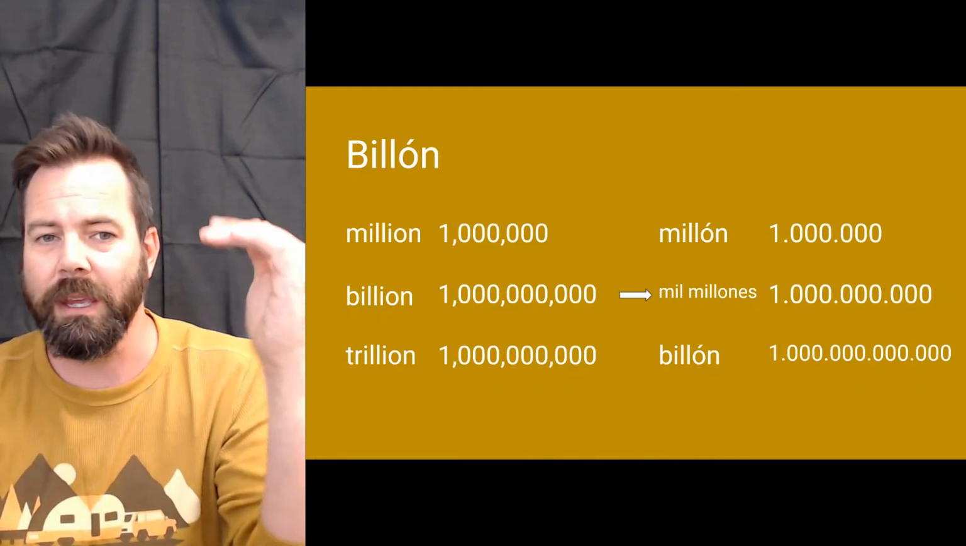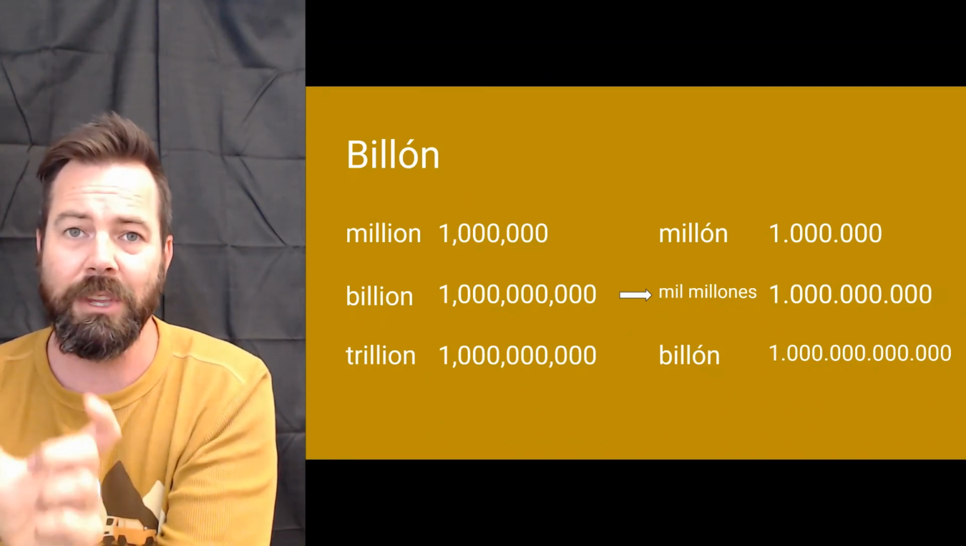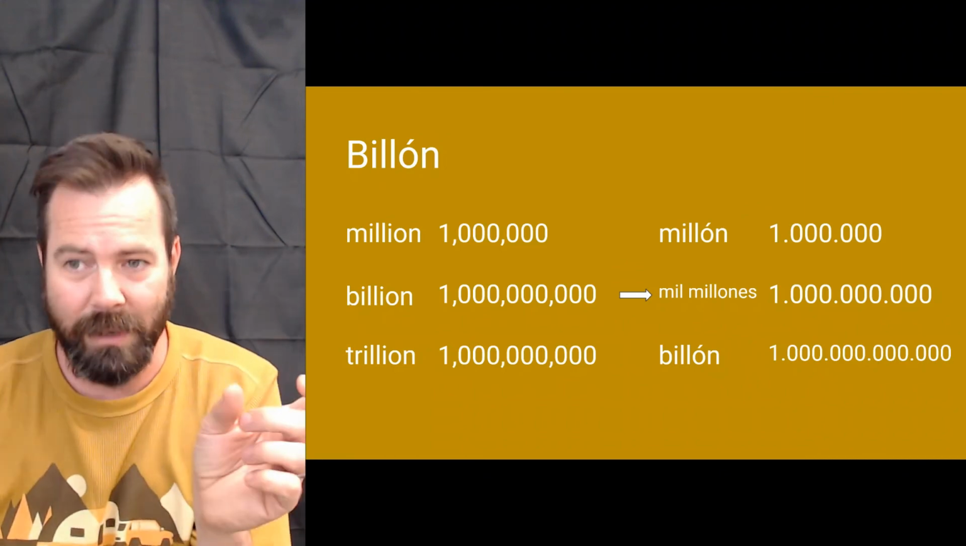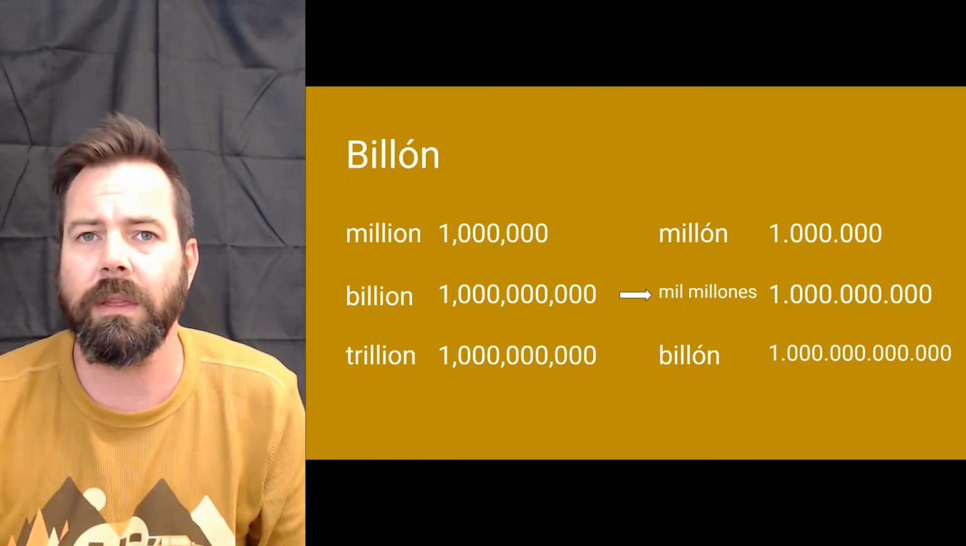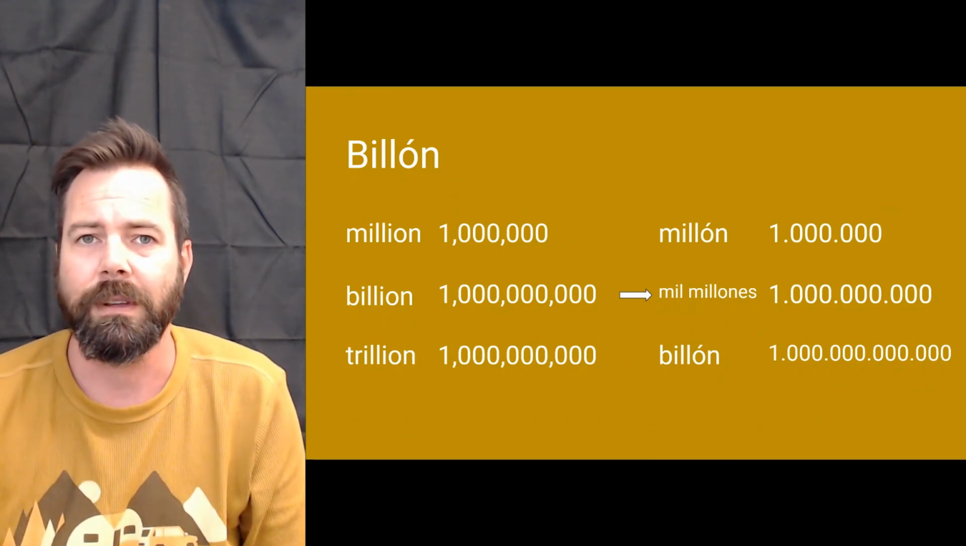So in between million and billion, for Spanish speakers, you have mil millones. And all that really is, it's literal. It's million, 1,000 millions, and then billion. Okay, so those are the funky things with the numbers that you have to be aware of. But other than that, it should be pretty straightforward. So good luck.